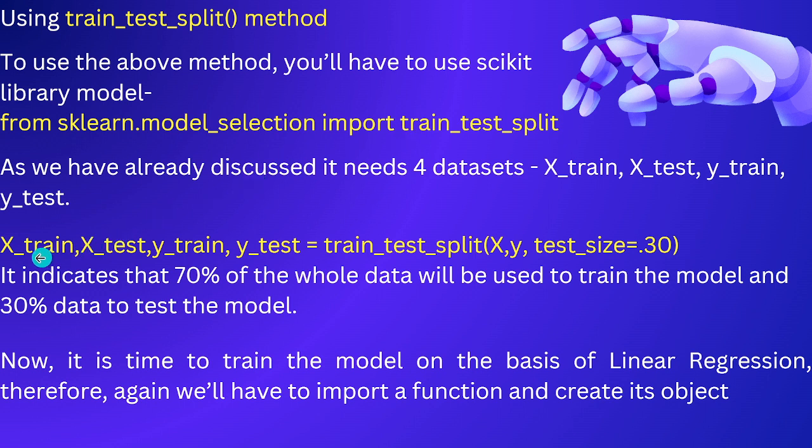So this is the format: x_train, x_test, y_train, y_test is equal to train_test_split of these two variables, independent and dependent, and test_size 0.30. It means we are taking 30% of the data as the test data, and 70% as the train data. So 70% of the whole data will be used to train the model and 30% to test the trained model.